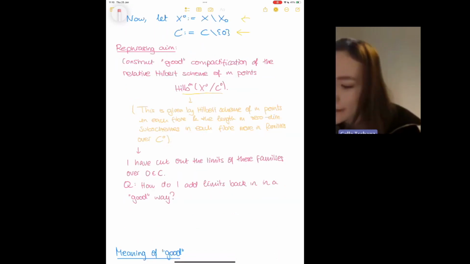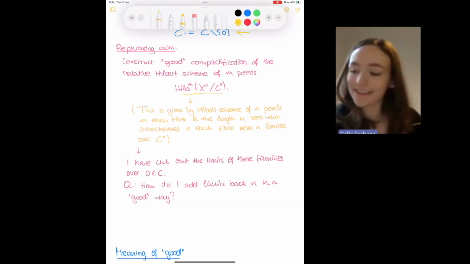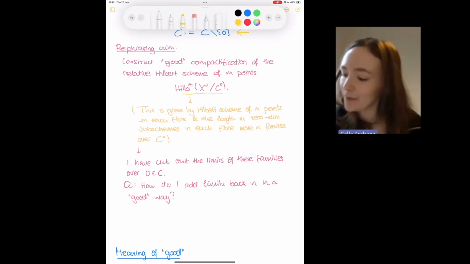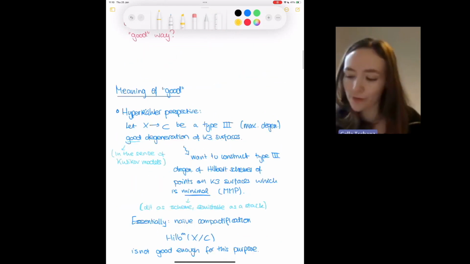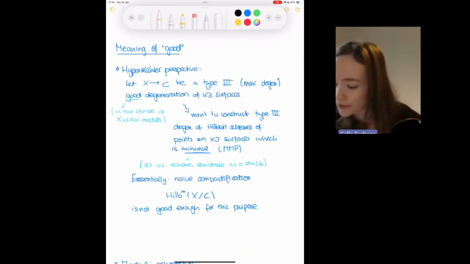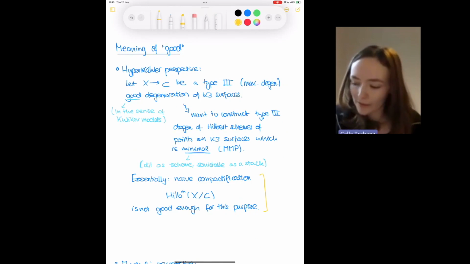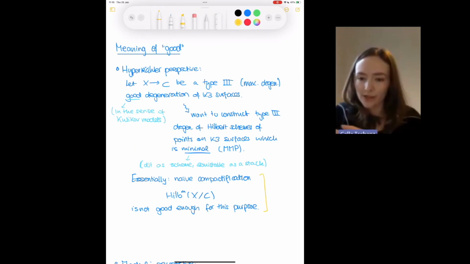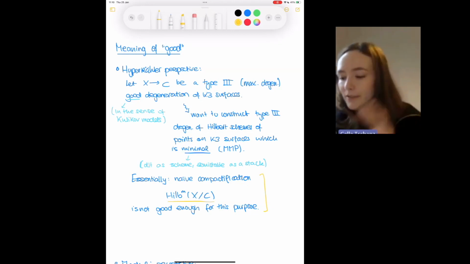Okay, so this is just what I was saying. Now I've been saying good, nice a lot, and maybe I should explain what I mean by this notion of good. What are we actually trying to do with this compactification? What I've been implying is that the naive compactification, where you just add in exactly what you removed, without actually changing anything, is somehow not good enough, and I want to make something better.